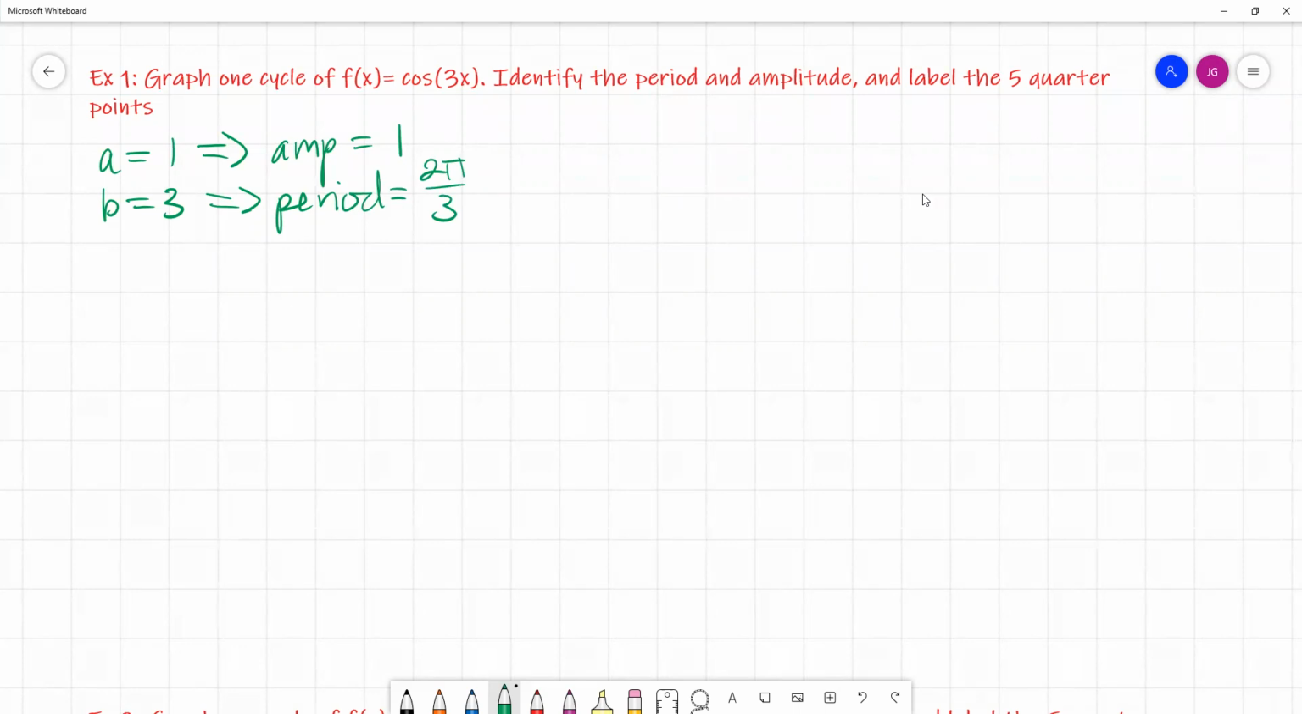Now how do we find our quarter points? Remember that for the x values, we need to take our period, divide by 4 to get the increment, and then increment the x values using that value. So let's divide our period by 4. 2 pi over 3 divided by 4, which remember is the same thing as multiplying by 1/4. I do it that way because we have a fraction as a period. So this 2 becomes a 1, this 4 becomes a 2. Multiply across, we have pi over 6 is our increment.